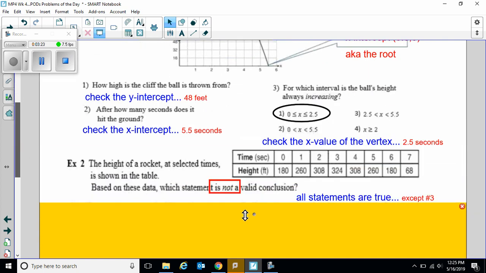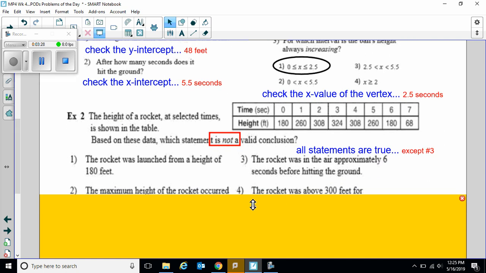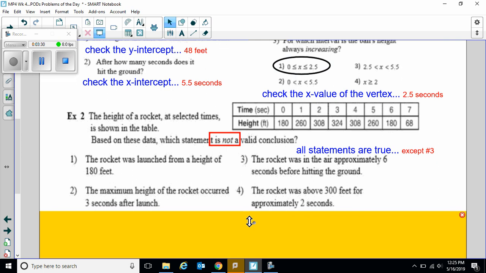Okay, now we are ready here. Again, I said which statement would not be true. The only statement that's not true is 3: the rocket was in the air approximately 6 seconds and then it hit the ground. Well, we know that's not true because after 6 seconds, it's still in the air. We can agree that the rocket is launched from a height of 180 feet. We know that's just where it starts. We can also agree that the height of the rocket reaches its max after 3 seconds.